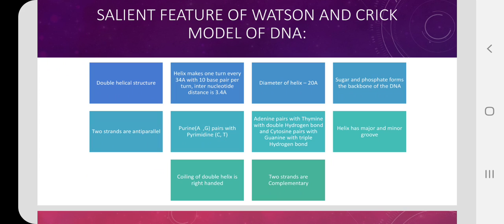So the two strands are anti-parallel, and the helix makes one turn every 34 angstrom with 10 base pairs per turn, and therefore the internucleotide distance becomes 3.4 angstrom or 0.34 nanometer. The diameter of the helix is 20 angstrom. Sugar and phosphate form the backbone of the DNA. The helix has a major and minor groove, and the two strands are complementary, meaning they are not similar but complementary.